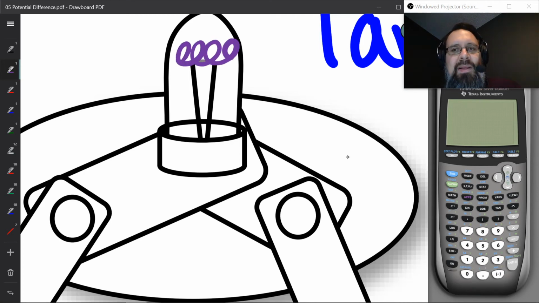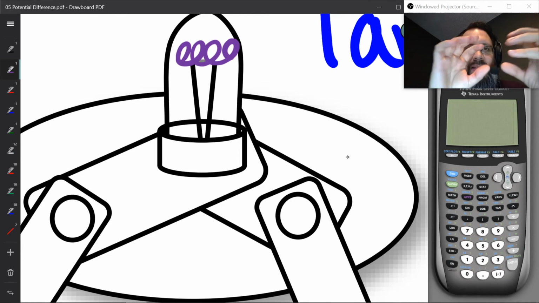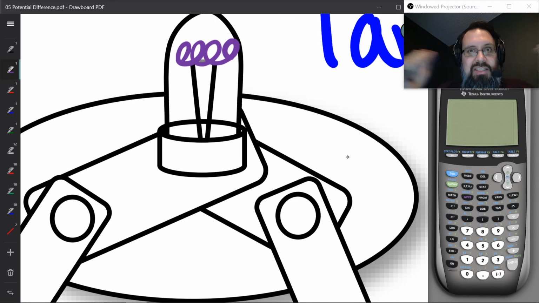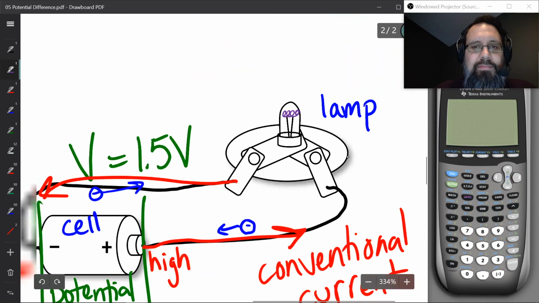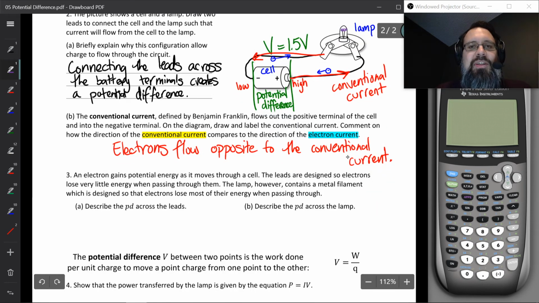So the lamp has a filament in it, and the filament is specially designed to not allow the electron to flow through freely. The filament is designed to force the electron to lose its energy. What will happen is the electrons will end up crashing into the metal atoms in the filament and cause them to oscillate and vibrate more quickly. That results in the filament heating up and then lighting up and releasing light. That's how filaments work: they take all the energy away from the electrons that try to pass through them. All right, so we want to describe the potential difference across the leads.